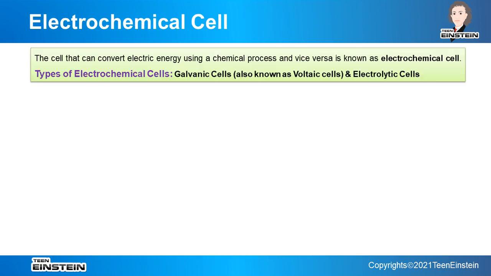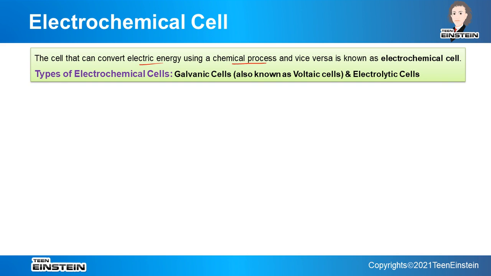Okay, now all these processes, that is the conversion of chemical energy to electrical energy and vice versa, are done in a particular cell which is known as an electrochemical cell. So from electrochemistry we are getting the name electrochemical cell. In this cell, electrical energy can be produced using a chemical process and vice versa, both can be done. So this cell is known as an electrochemical cell.